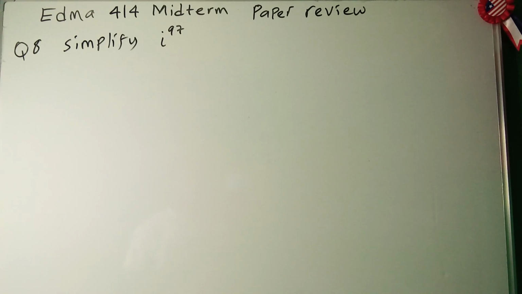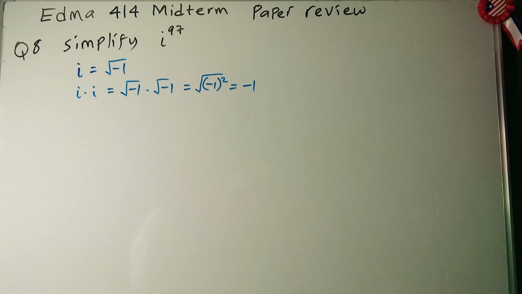Let's firstly begin with i times i, and then we can continue from there. i is equal to the square root of -1. So i times i will be the square root of -1 times the square root of -1, and that is -1. So i times i is -1. Now, i times i is i squared. So i squared is -1.